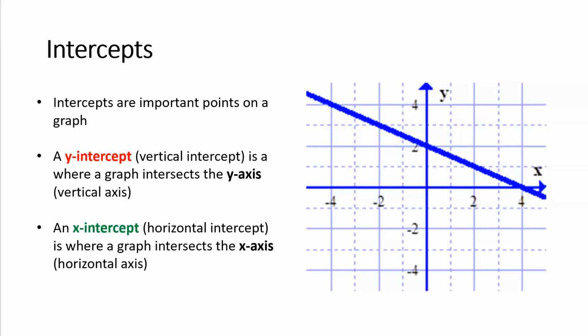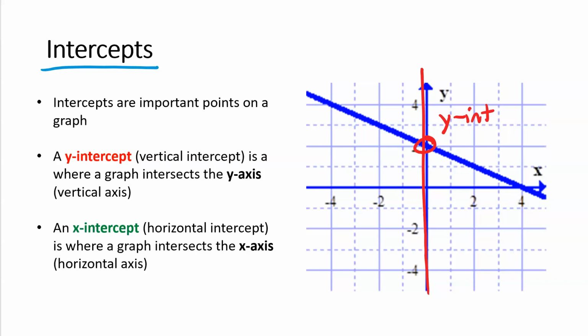For this lesson, we're going to be looking at intercepts. And intercepts are important points on a graph. The y-intercept, also called the vertical intercept, is where the graph intersects the y-axis. There's your y-axis, and so where your graph intersects the y-axis, that is the y-intercept.